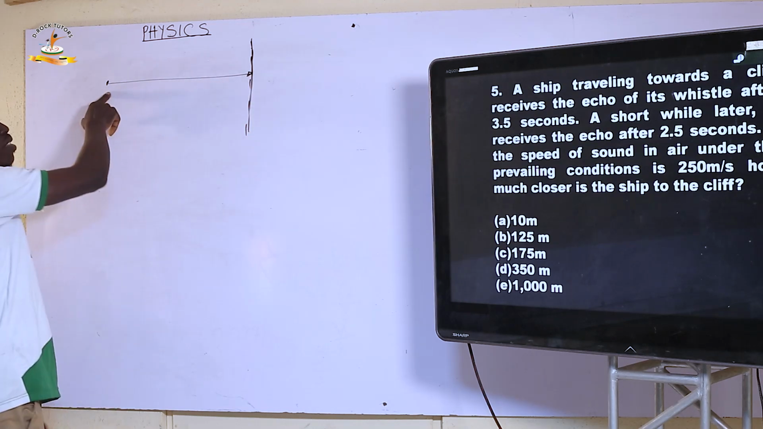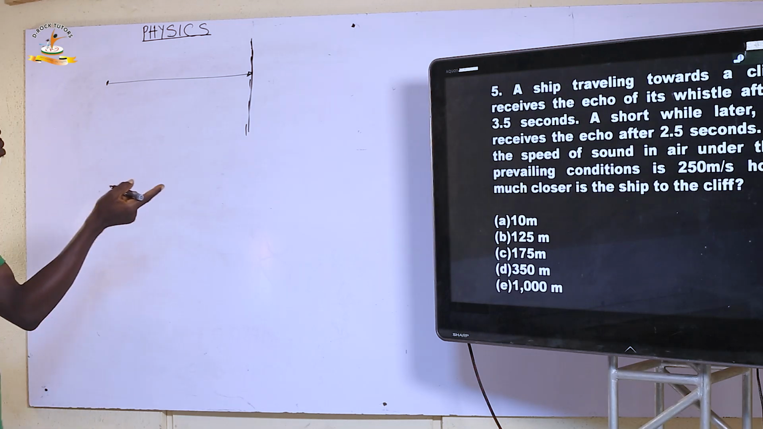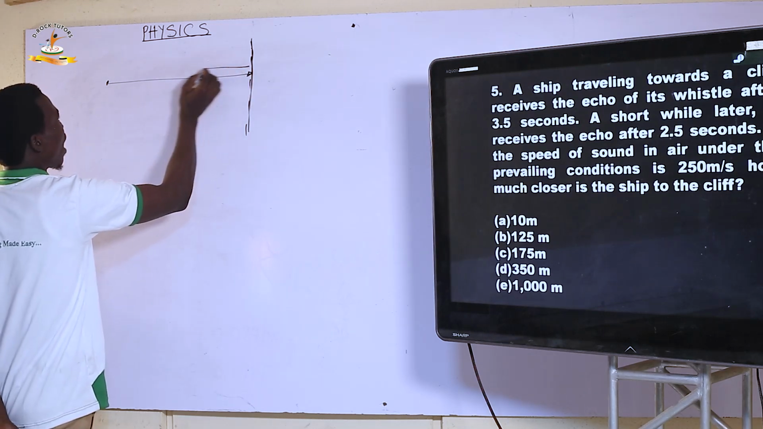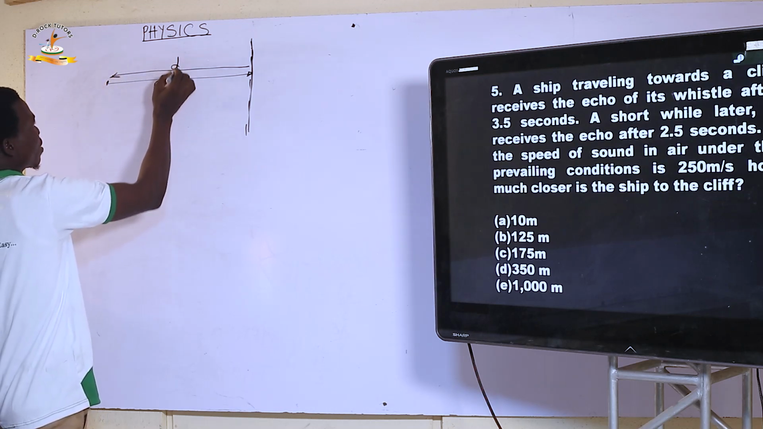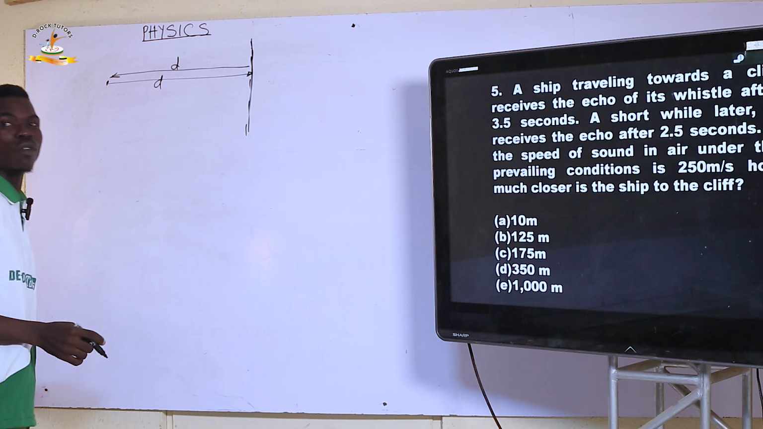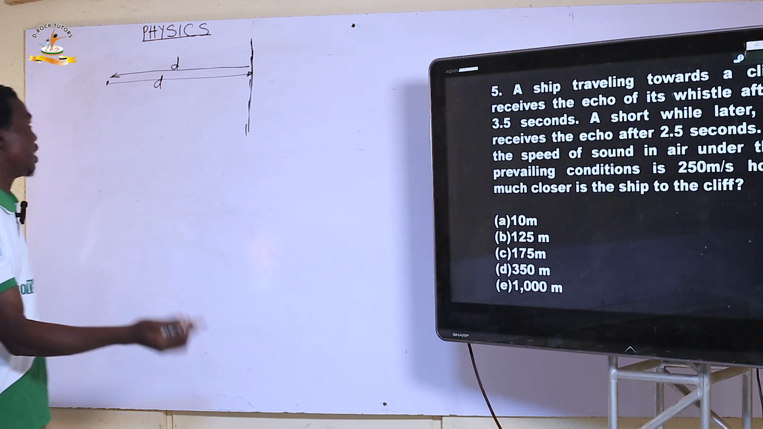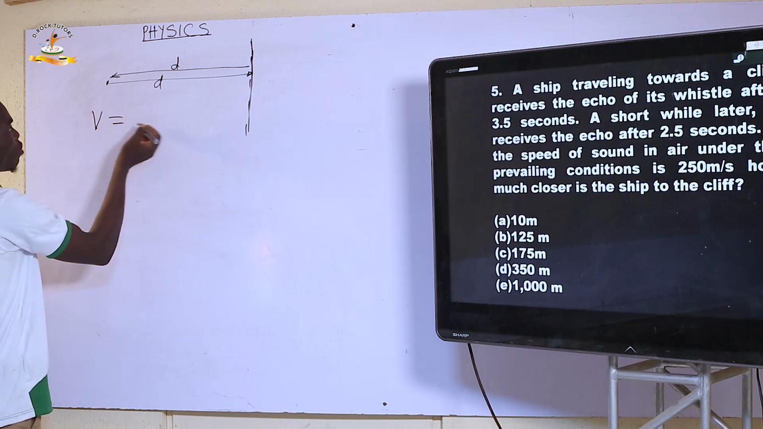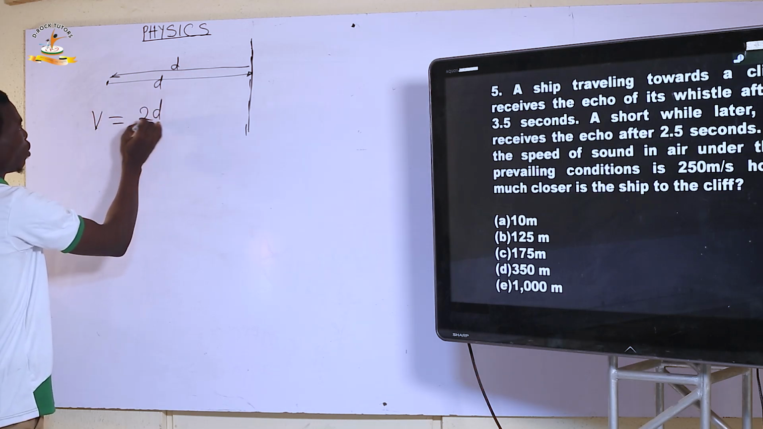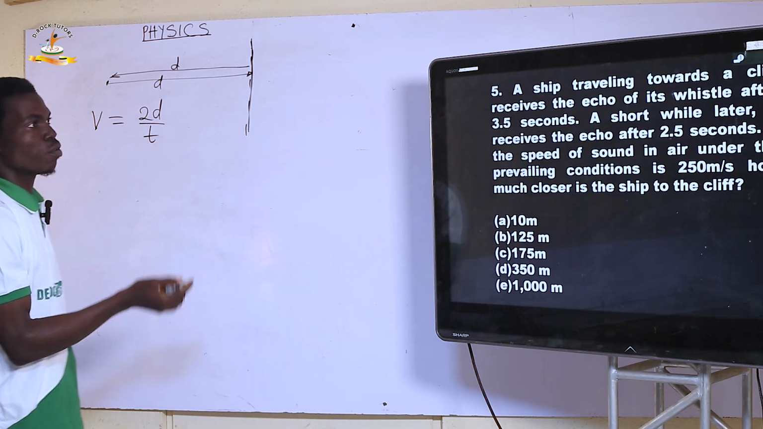And before the person in this ship will hear the sound reflected back, it must have traveled another distance. So the first distance is d, the second distance is d. So the total distance the sound wave travels is going to be what? d plus d, which is 2d. So literally we're going to say velocity is displacement over time, which is 2d all over t. This is the formula for what? Echo.